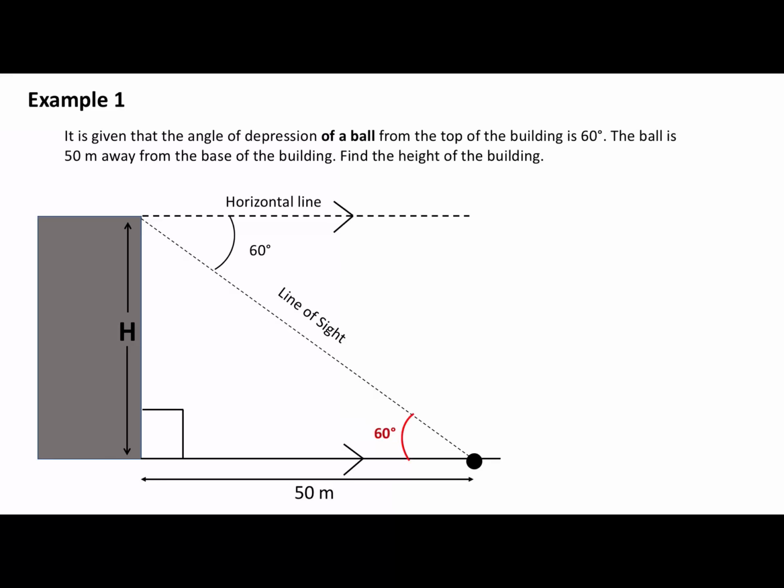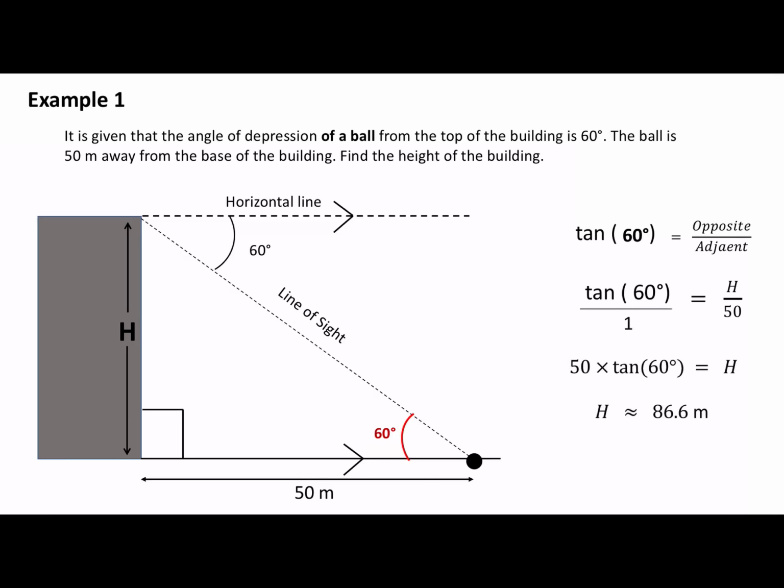Now our right angle triangle has an angle 60 degrees. So we can now use TOA CAH SOH. And we still use tangent 60 degrees because H is opposite to 60 degrees, 50 is adjacent to 60 degrees. So opposite and adjacent, we use TOA, tangent. The steps here are the same as what we did just now, and the answer is also the same.